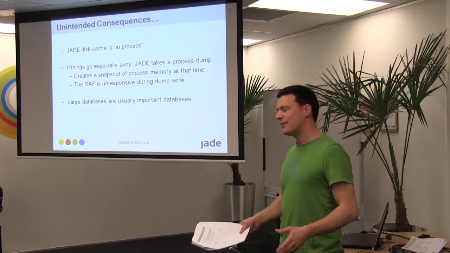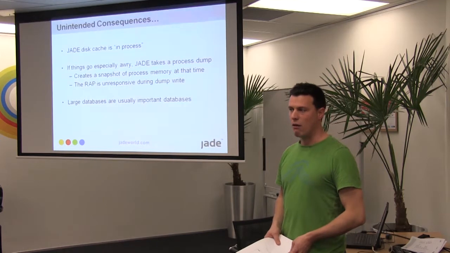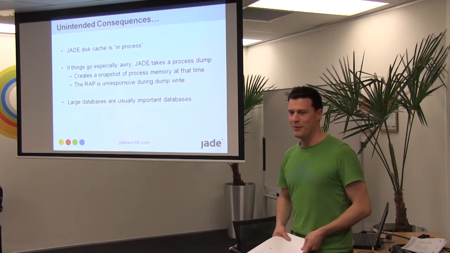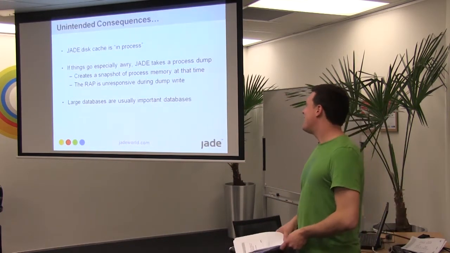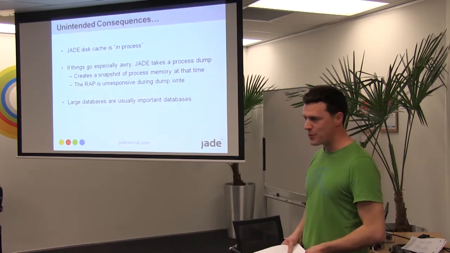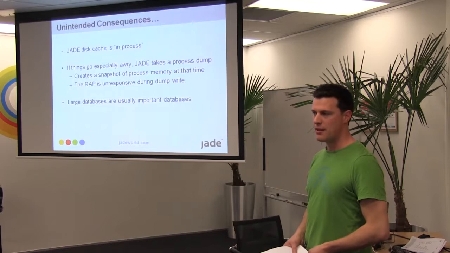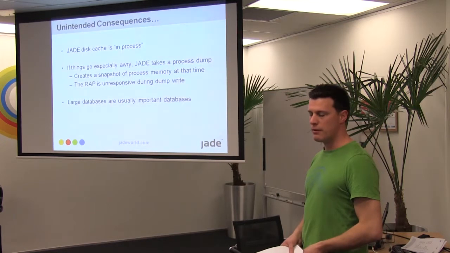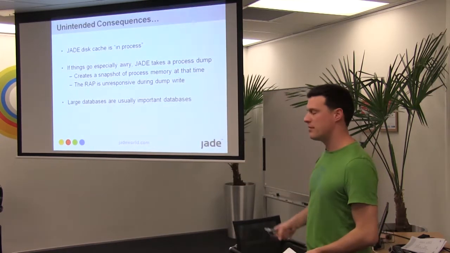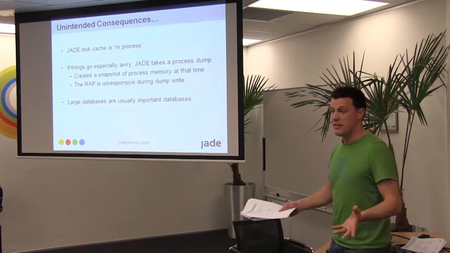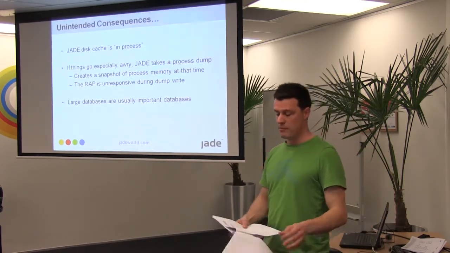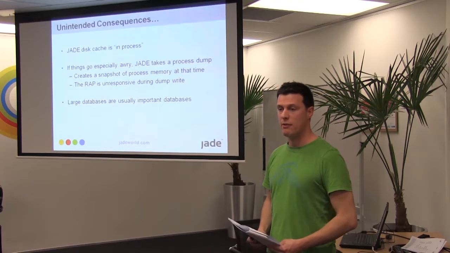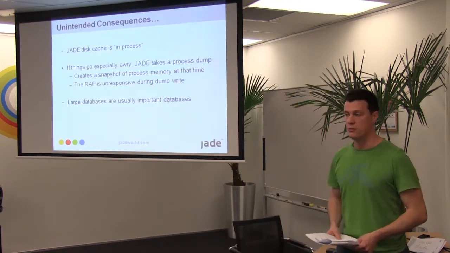Combined with when things go especially wrong, Jade takes a process dump, and operating Jade systems, you may have encountered this before. And the unfortunate irony here is that large databases are often important databases which can least afford the downtime. So if we're taking a process dump, as we do because it is our strongest diagnostic tool, it's a snapshot of process memory at any point in time, that can take, we underestimated the effect that would have on production systems, that can take longer than you want your system to be unresponsive for.